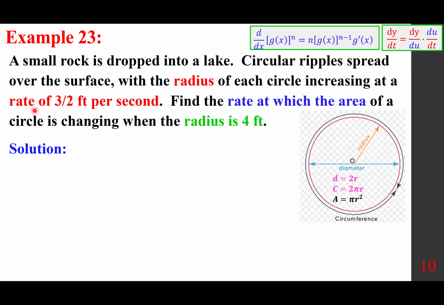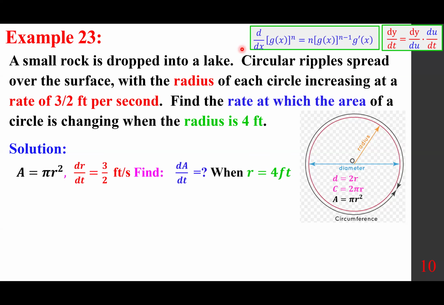Radius is increasing at this rate. That means dr/dt is 3.5 feet per second. What do we want? The dA/dt at what point? r equals 4. So this is the translation of the question. Okay, everybody, this is the translation of the question in mathematical symbols.